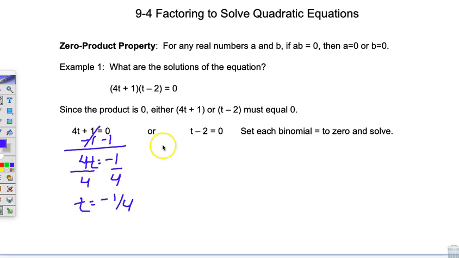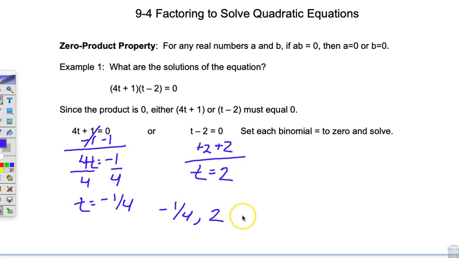But we also have an "or" sign because we have to go over here and take the second binomial and do the same thing. For this one, we're just adding 2 to both sides, and we get t is equal to +2. So our answers, therefore, could be -1/4, or it could be 2.